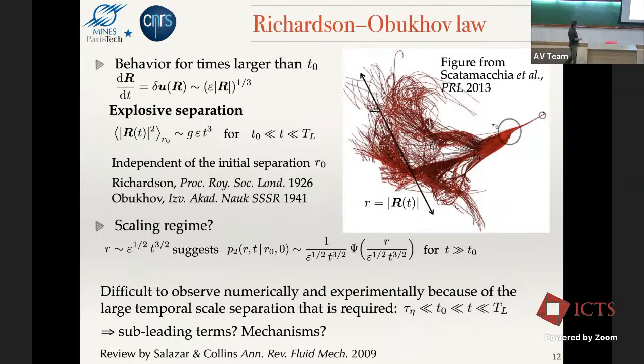Now again, as in the case of velocity increments, since you have some scaling between r squared and t, so r is going like t to the 3/2, you can maybe pretend to write that there will be some scaling regime, where the two-point transition probability of the separation will just be a function of r divided by t to the 3/2.